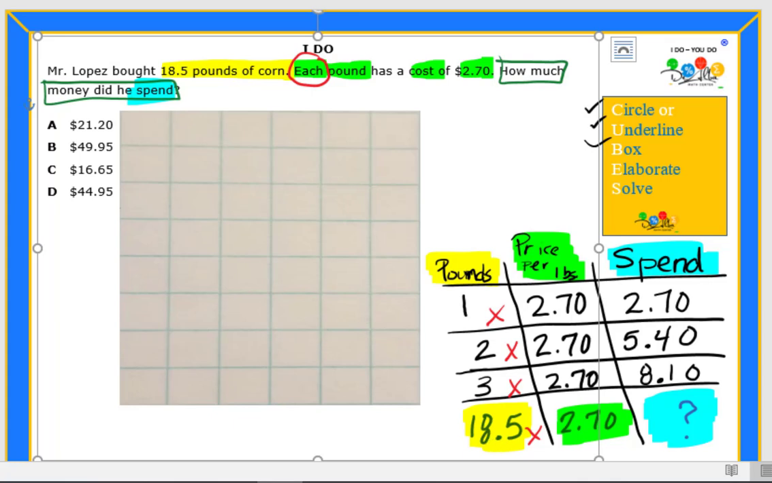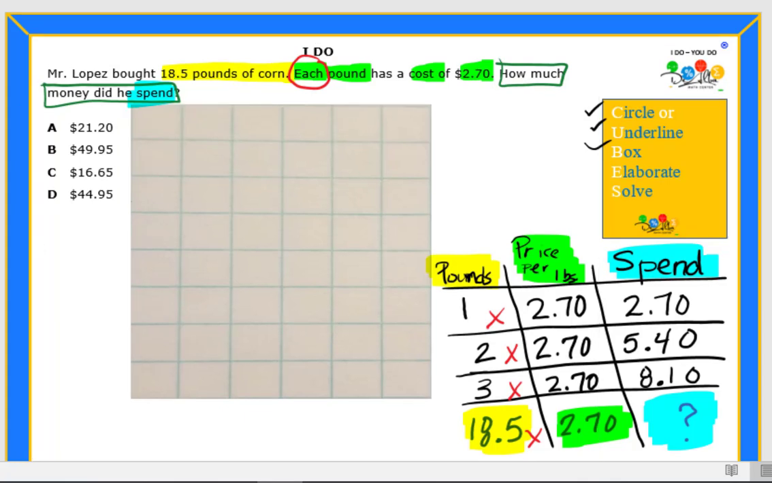So I'm going to take the numbers that we said we needed to do, 18.5 times 2.70. Now remember, when we're going to multiply decimals, we write them down as natural numbers. So just 185 and 270, that's what we're multiplying. But of course, we want to make sure that we do record those decimals. So now let's go ahead and multiply.